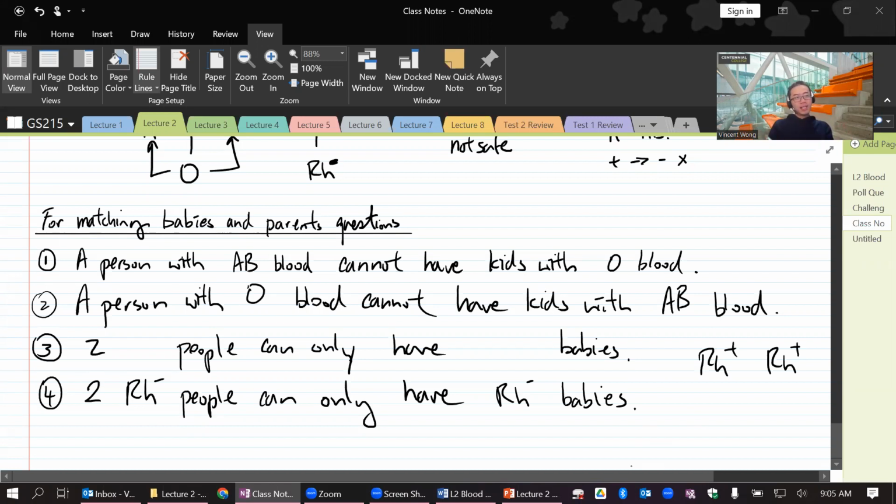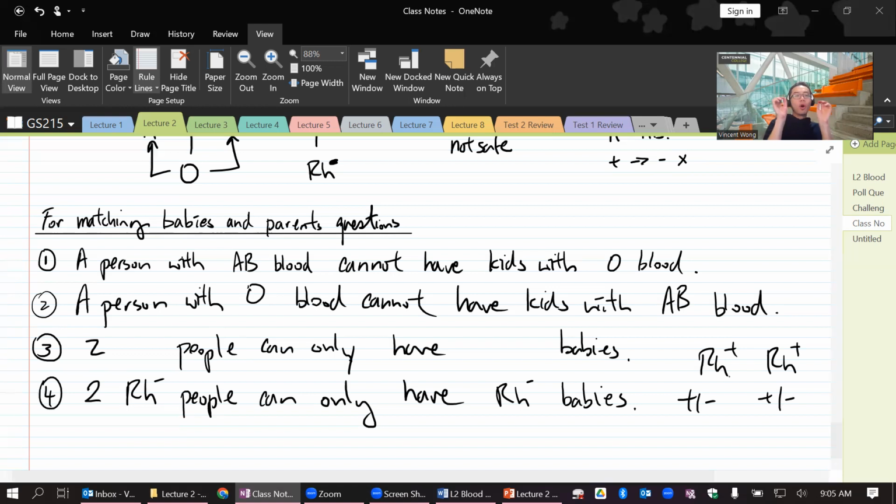Because the parents, if they're Rh positive, they could be heterozygous positive, right? And in this scenario, there's a 25% chance they could have an Rh negative child, right? That statement would only be true if they are both pure positive. Then the whole family will be positive, right?